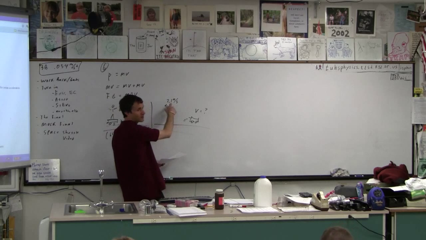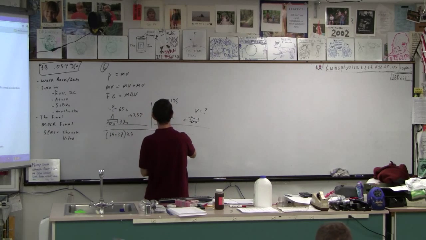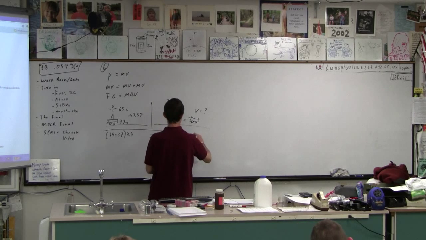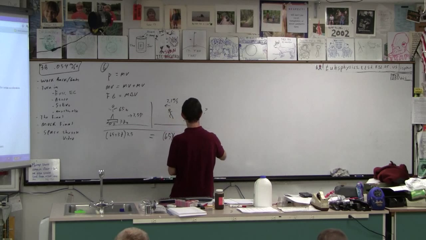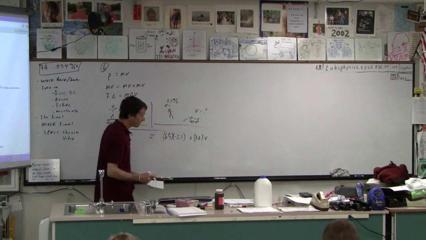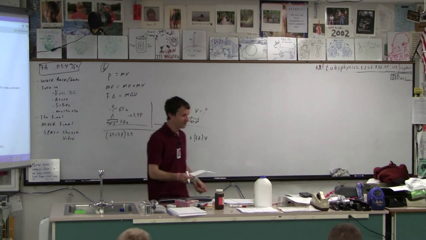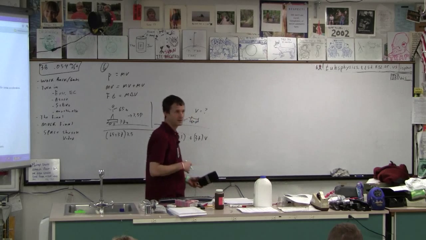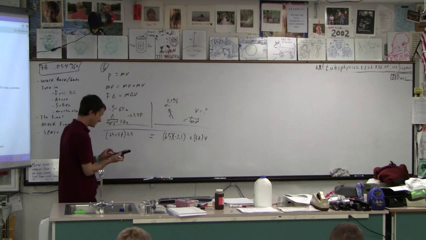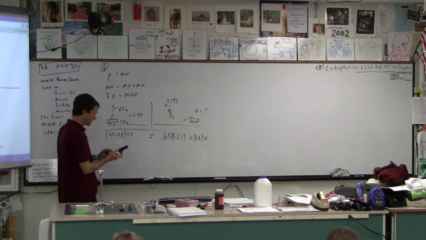And then what do we do with him going to the left? What's the trick there? Negative, there we go. So he's 65 times negative 2.1. And then the cart is 37 times the v that we don't know, right? That's how we did the human 3-stage rocket, right? We jumped off the back and the cart went faster forward, right? So 65 plus 37 in parentheses times 3.5.